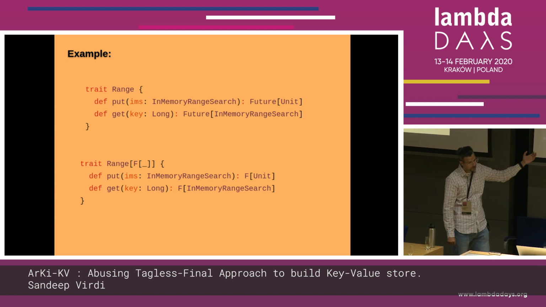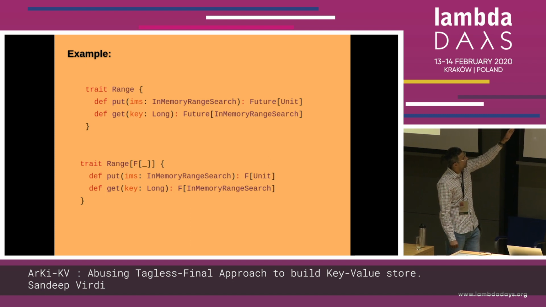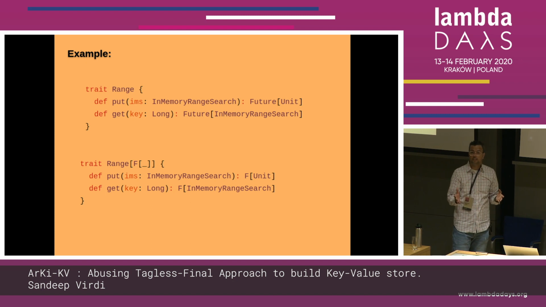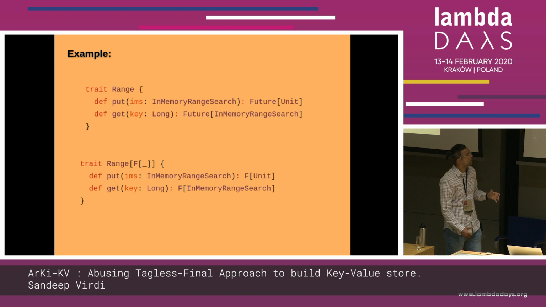Okay, so let's come back to Scala. So this is an API or a module for range. In the first example, how many people actually use Scala? Okay, good. So this should be pretty vanilla for you guys, right? Okay, so in the first example, the API is tied to future. Say we wanted to make it a little bit better and make it generic.